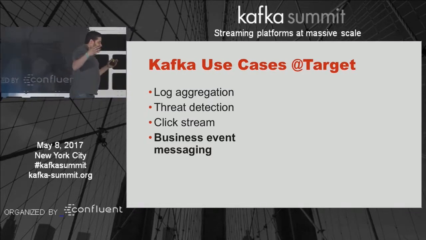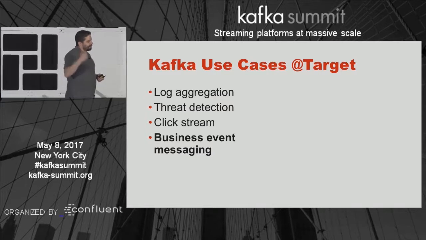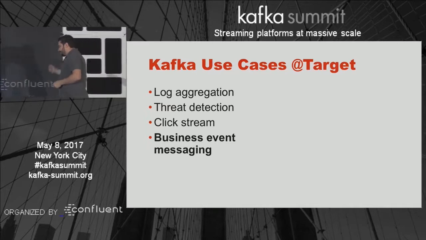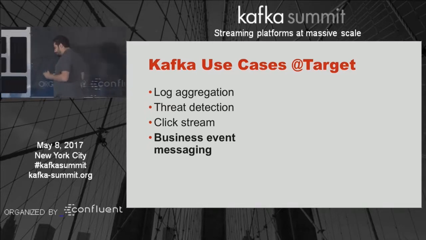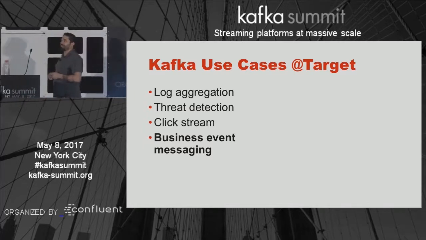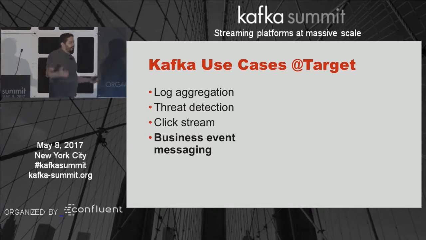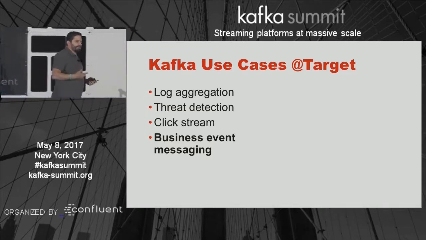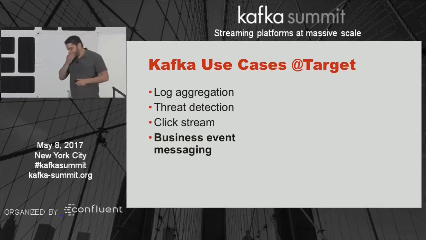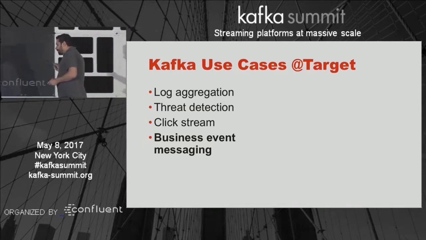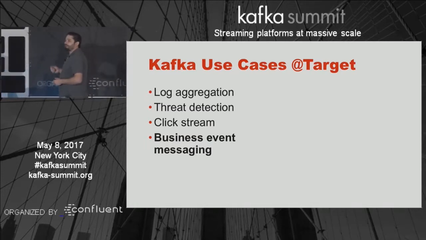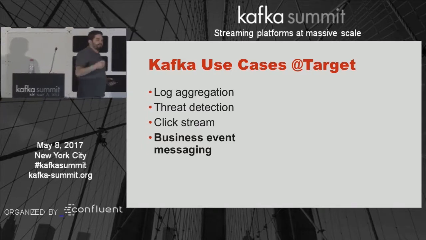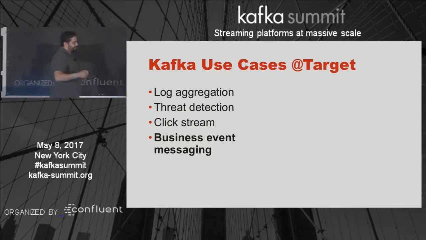So to start, I want to talk a little bit, and the title's Simplifying Omnichannel at Retail, and I'll touch on more about what that actually means in a little bit. But to begin, I wanted to talk about some of the core use cases of Kafka at Target. We're using Kafka for pretty typical high-volume use cases that you see a lot of companies using Kafka for. So things like log aggregation, threat detection, and Target.com's clickstream. But the focus of the talk is really going to be on how we're using it for business event messaging. So how we're using it to enable real-time business process by reacting to things at the moment that they happen.